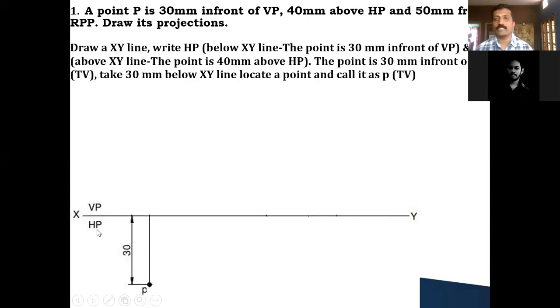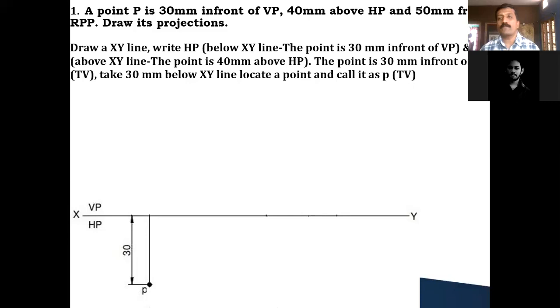VP will come above the XY line for the first quadrant, and HP you are going to get below the XY line for the first quadrant. Okay, after this, let me read the first sentence. A point P is 30 millimeter in front of VP.